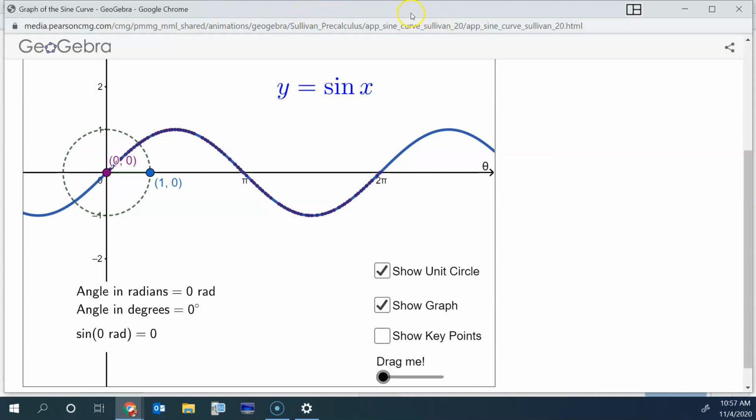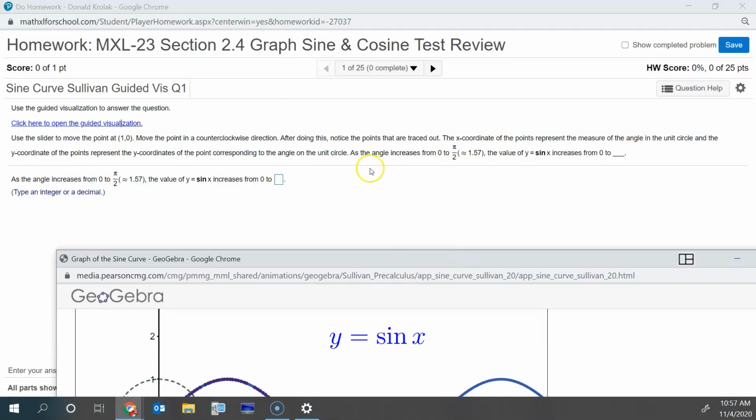All right, so the first question's asking you, as the angle increases from 0 to pi over 2, which is 1.57, the value of sine increases from 0 to blank.